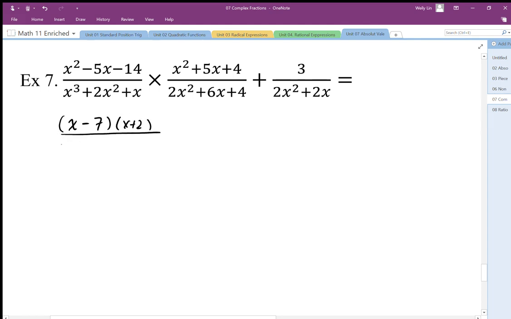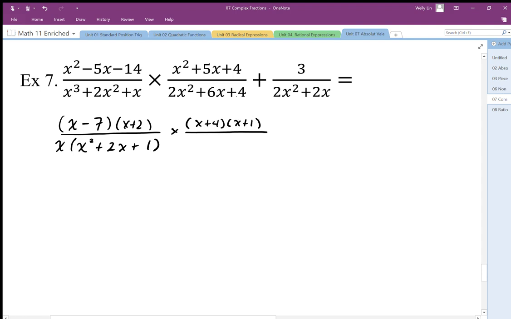In the denominator, I need to make sure I factor out the common factor of x first, and that reduces it to a quadratic, which then this is actually a perfect square quadratic. X squared plus 5x plus 4 is x plus 4, x plus 1.